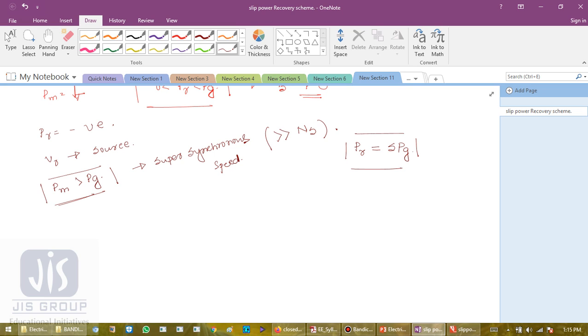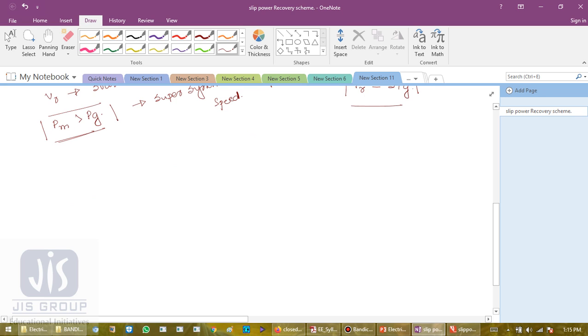Now this slip power recovery scheme can be better understood by two different schemes. One is known as static Kramer drive, and the second one is static Scherbius drive.